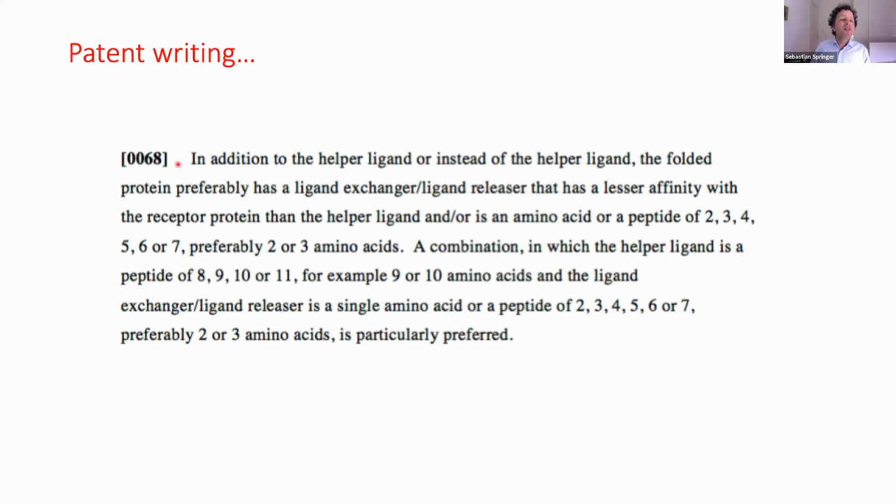So paragraph number 68, this was from one of our first applications. In addition to the helper ligand, or instead of the helper ligand, the folded protein preferably has a ligand exchanger / ligand releaser that has a lesser affinity with the receptor protein than the helper ligand and or is an amino acid or a peptide of 2, 3, 4, 5, 6, or 7, preferably 2 or 3 amino acids. A combination in which the helper ligand is a peptide of 8, 9, 10, or 11, for example, 9 or 10 amino acids, and the ligand exchanger / ligand releaser is a single amino acid or a peptide of 2, 3, 4, 5, 6, or 7, preferably 2 or 3 amino acids, is particularly preferred.